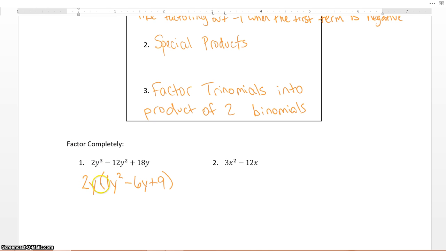And I said we're finished, but I meant we're just finished with that step. So now, special products. This first thing is a perfect square. This second thing is a perfect square. Square root of that is y. Square root of that is 3. Is this middle term 3y doubled? It is. So this is actually an example that has a special product involved.